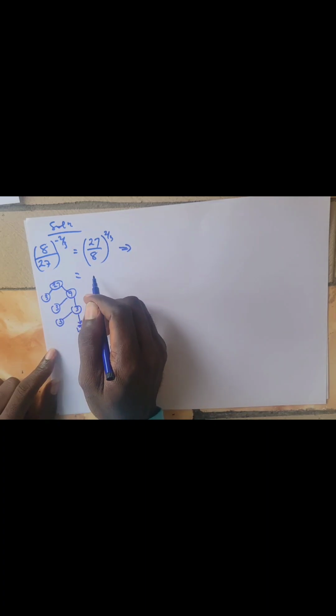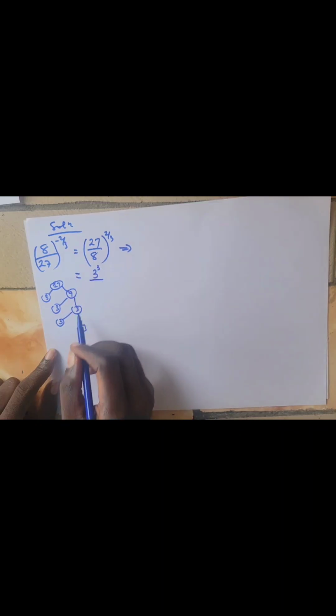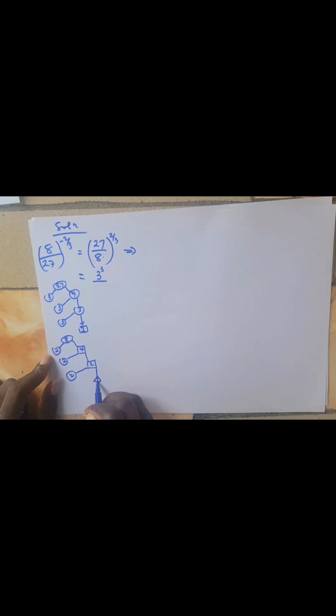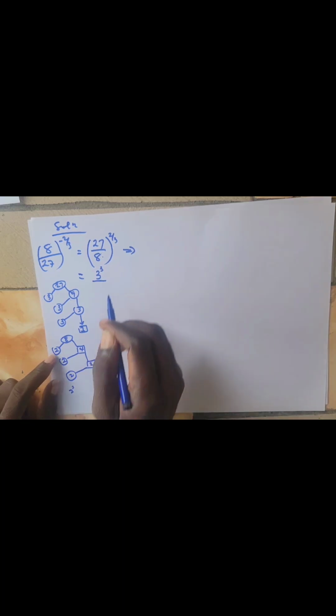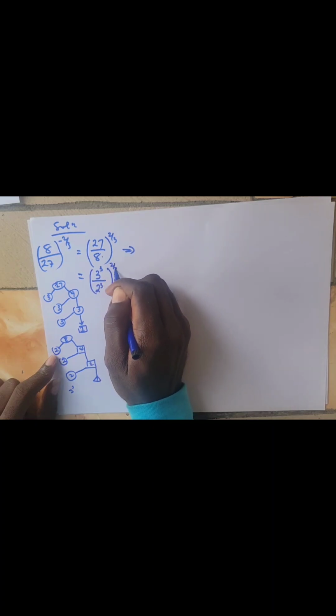So this is what we will have. 27 is 3 raised to power 3 all over. I'll break it down. Of course, you know that 2 can go to give 4, 2 can go to give 2, 2 can go to give 1. This is 2 raised to the power 3. This is 2 raised to the power 3 all into 2 raised to the power 2 over 3.